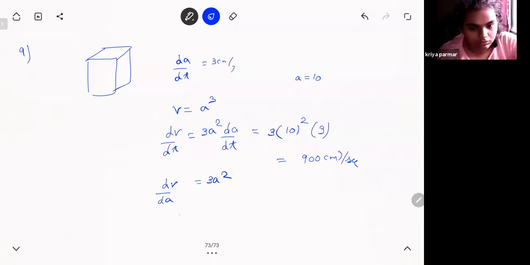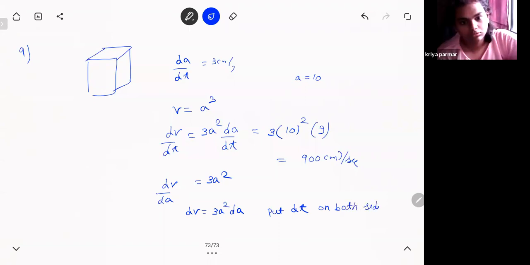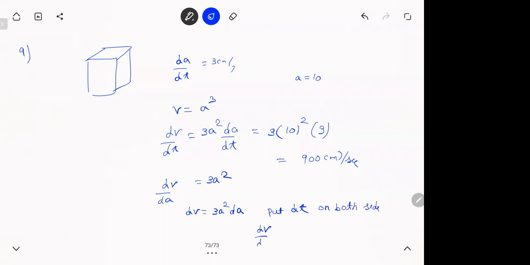This is the thing ना. Put dt on both sides ना. मैंने dv by da को नहीं पूछा था. I asked you dv by dt. This is how you do ना. Then you get dv by dt. Clear?